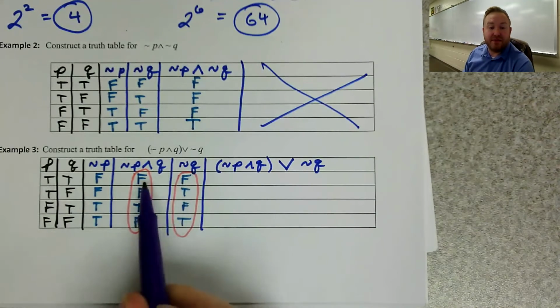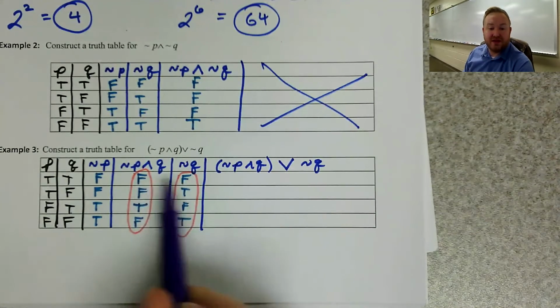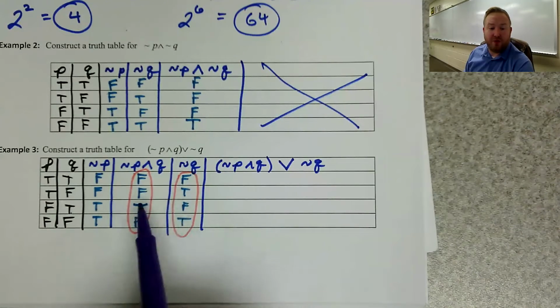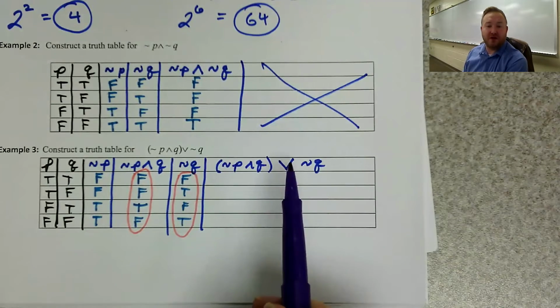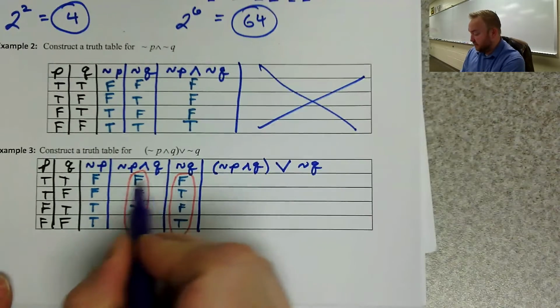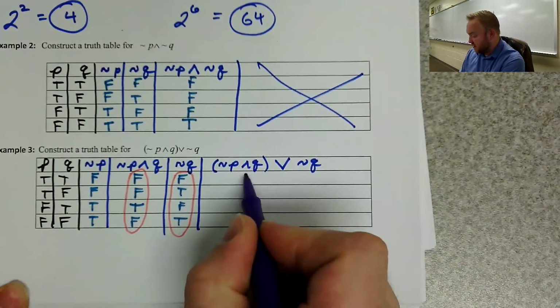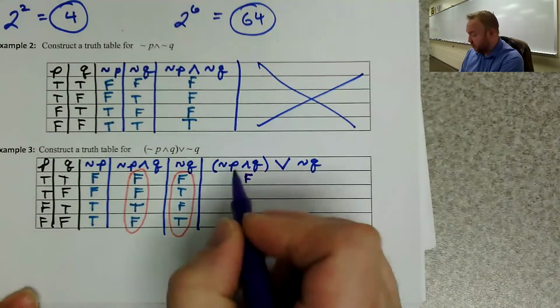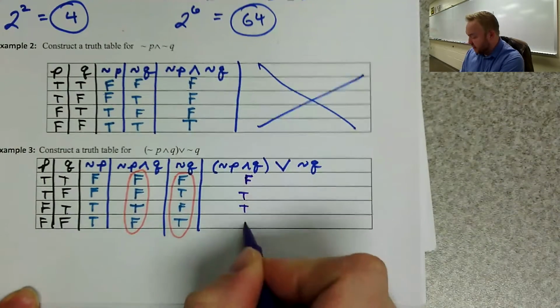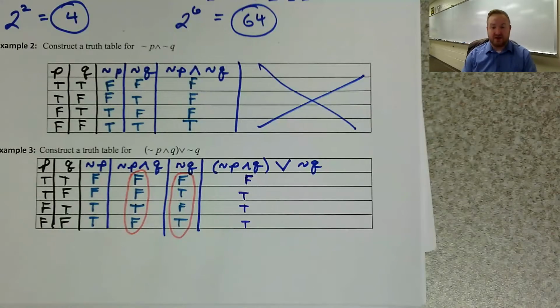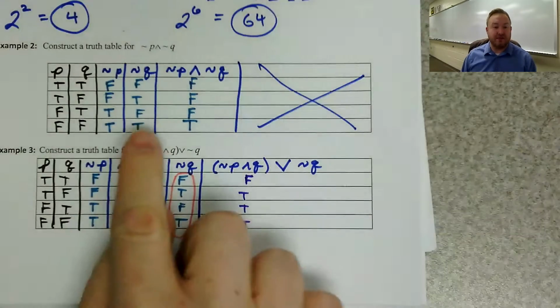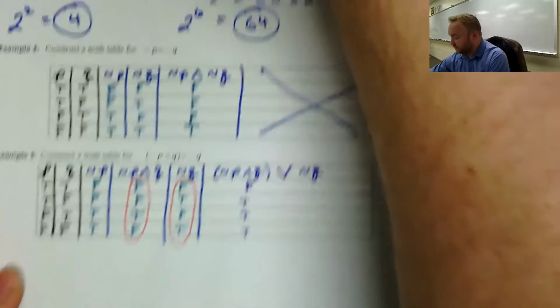And I see the only time that I get a false and a false is in this very first situation. Everywhere else, I see at least one true going on. So disjunction, only false if both are false. Here, these two are both false, so in this column, I can put a false. Everywhere else, the two values are not both false, so I have to put true in the rest of those columns. And that completes our truth table for that statement.